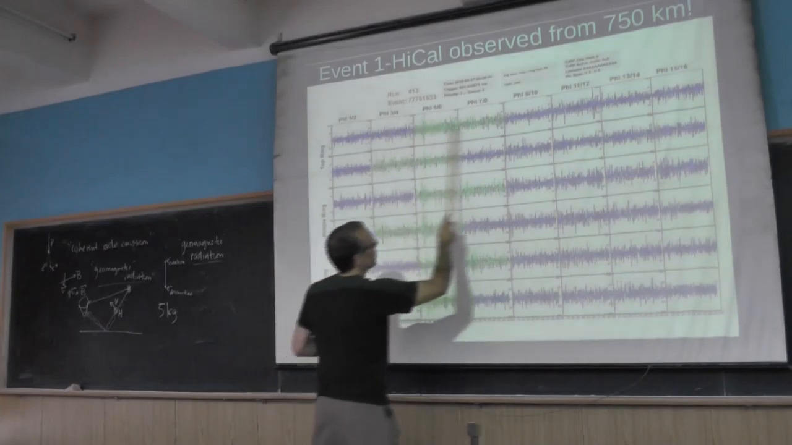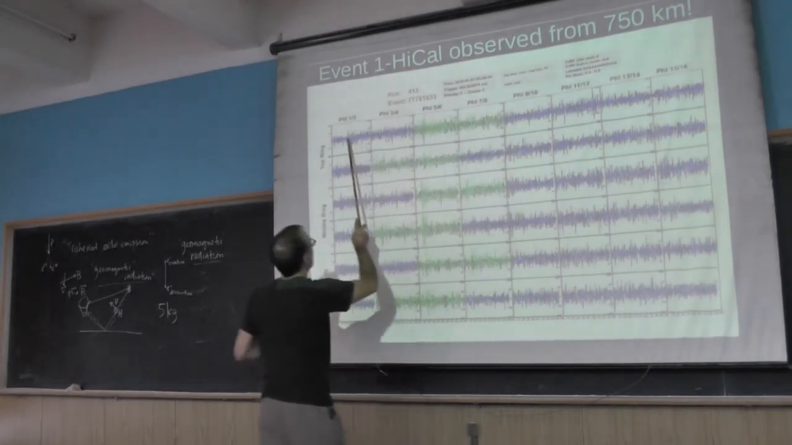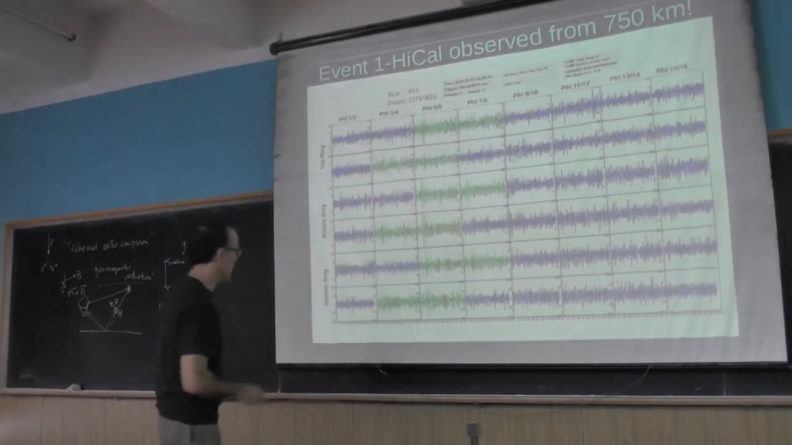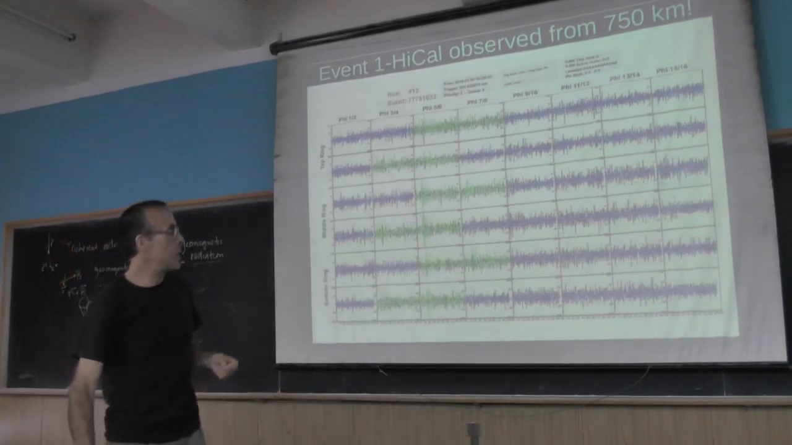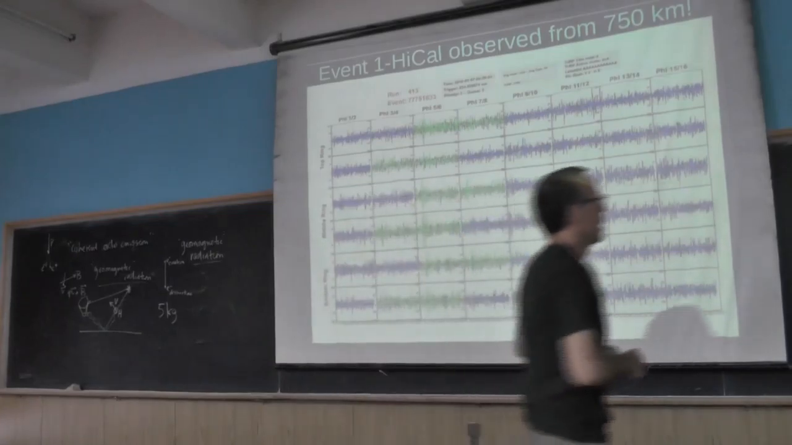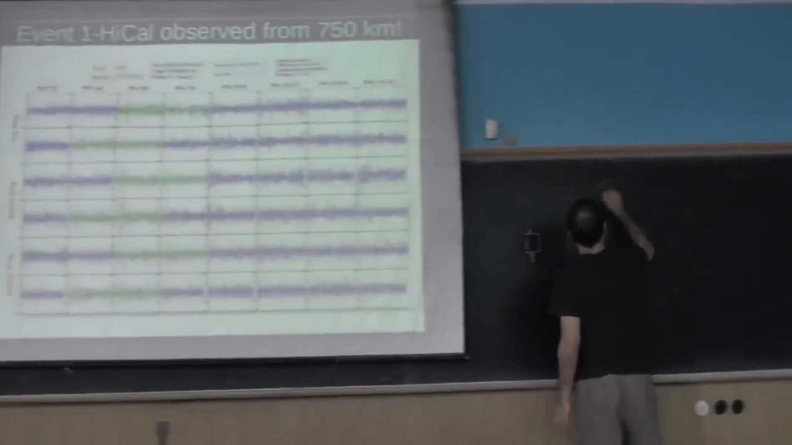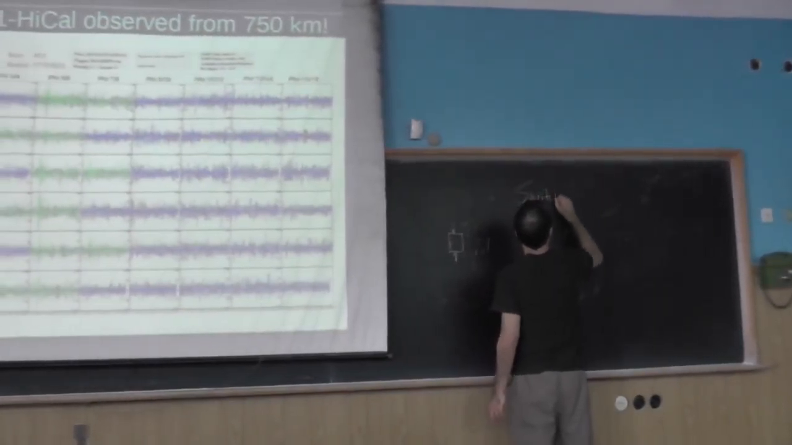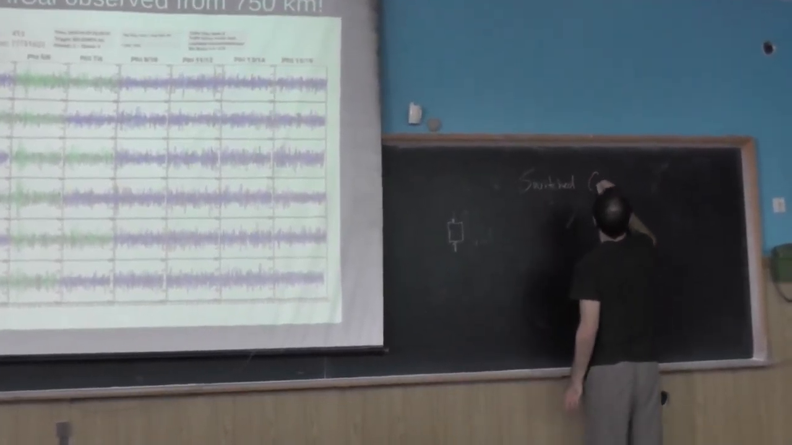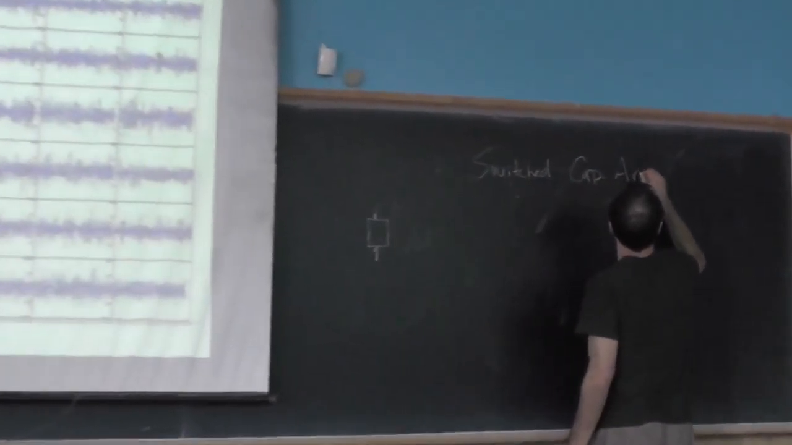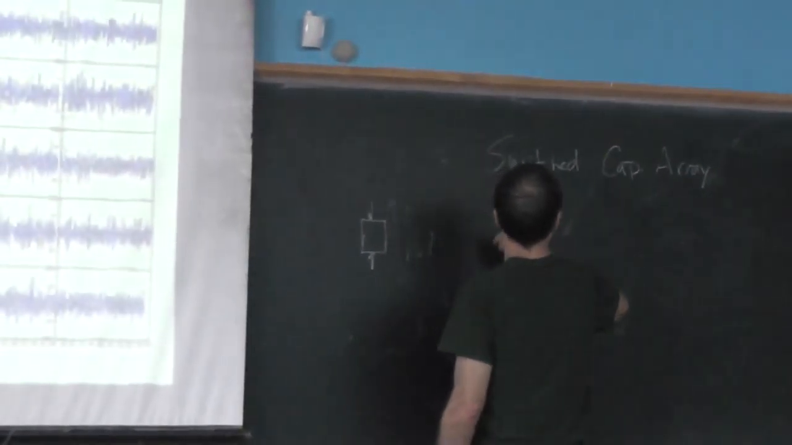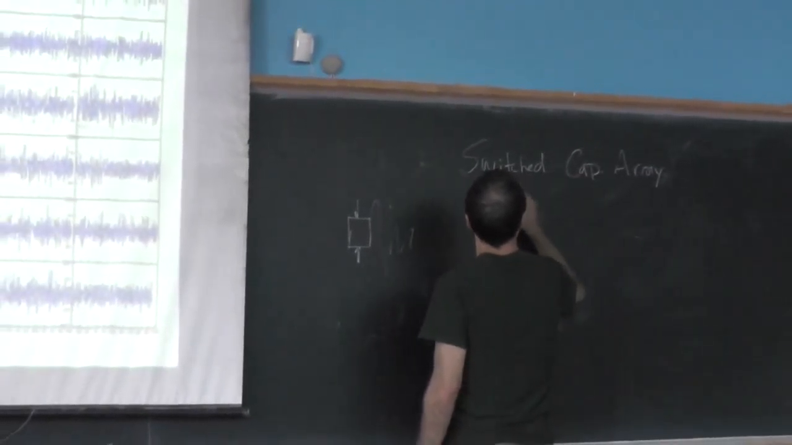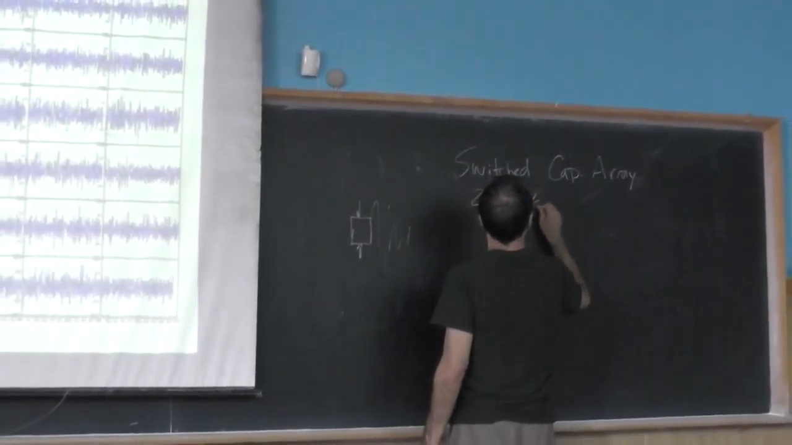This is what the ANITA record looks like. Each of these is about a 110 nanosecond capture of data. We use these special digitizers, called switched capacitor array digitizers, and they run at about 2.8 gigasamples per second.